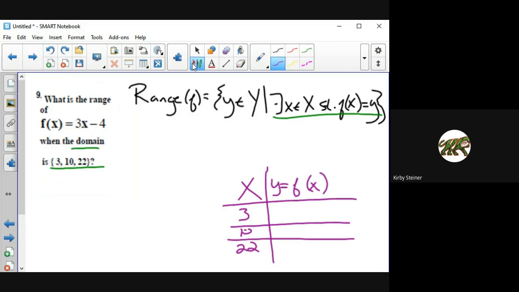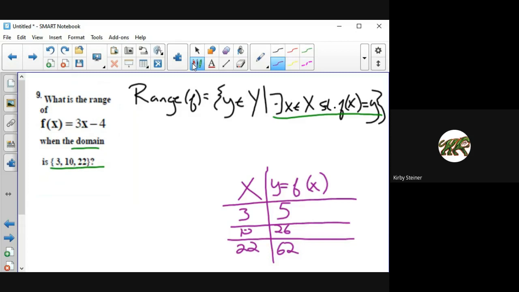If we take x equals 3, then we have 3 times 3 is 9, minus 4 is equal to 5. We take x as equal to 10, and we have 3 times 10 is 30, minus 4 is 26. We take x equals 22, then we have 3 times 22, which is 66, minus 4 is 62.